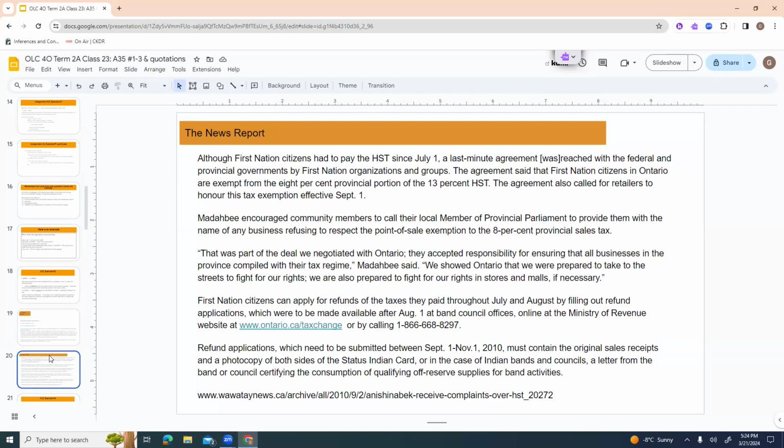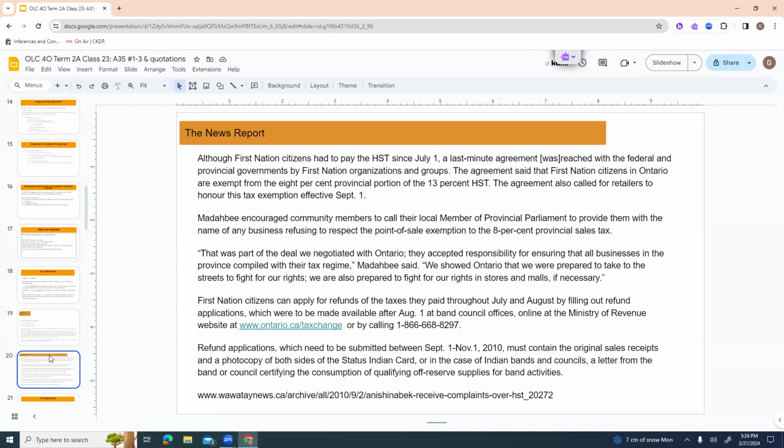Madahbee encouraged community members to call their local member of provincial parliament to provide them with the name of any business refusing to respect the point of sale exemption to the 8% provincial sales tax. That was part of the deal we negotiated with Ontario. They accepted responsibility for ensuring that all businesses in the province complied with their tax regime. Madahbee said, "We showed Ontario that we were prepared to take to the street to fight for our rights. We are also prepared to fight for our rights in stores and malls if necessary."